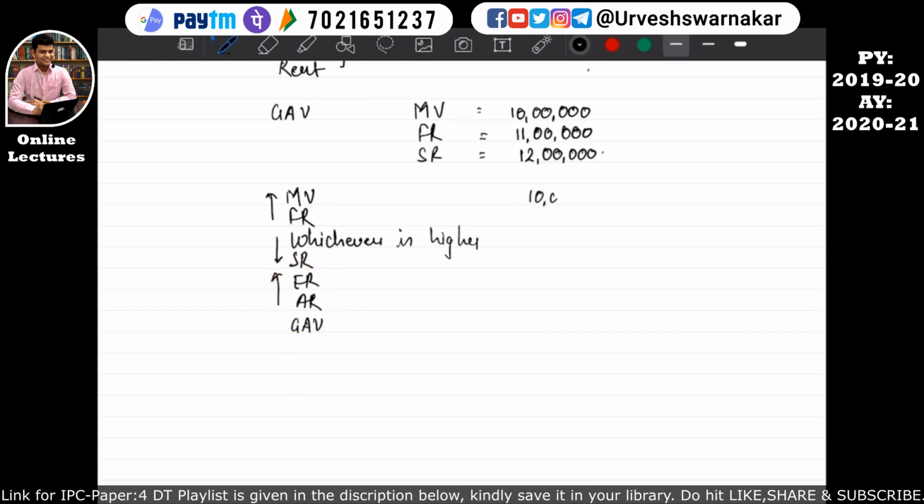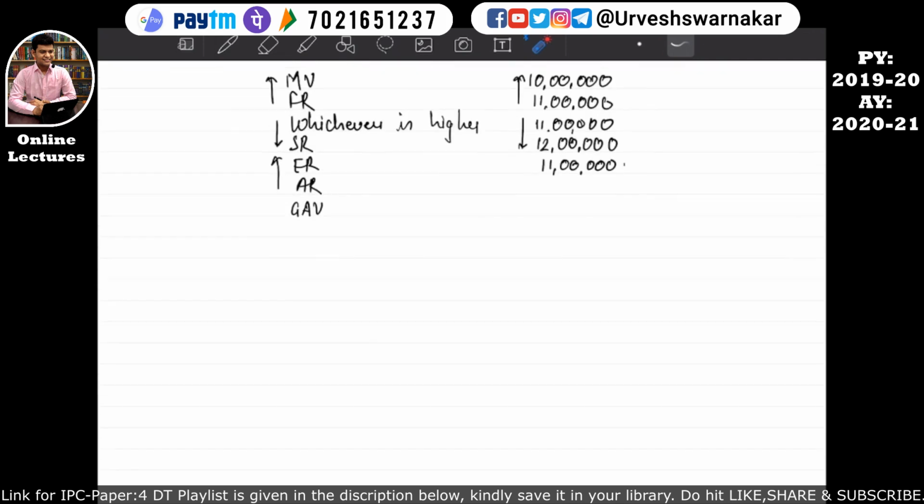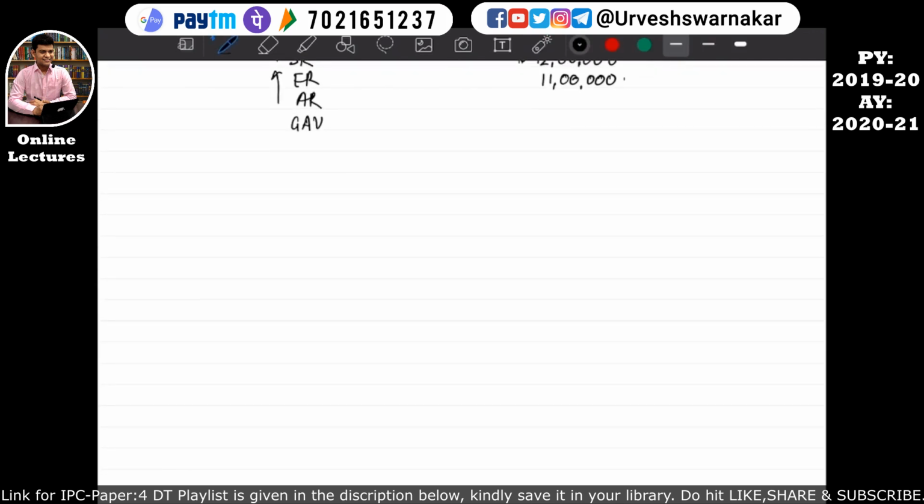Municipal value is 10 lakhs, okay, and fair rent is 11 lakh, whichever is higher of these two is 11 lakhs, okay, and standard rent is 12 lakh. Out of these two, that is 11 lakhs and 12 lakh, whichever is lower is 11 lakhs, okay. So we don't need to write an actual rent figure over here, okay, because we need to apply that vacancy period formula.